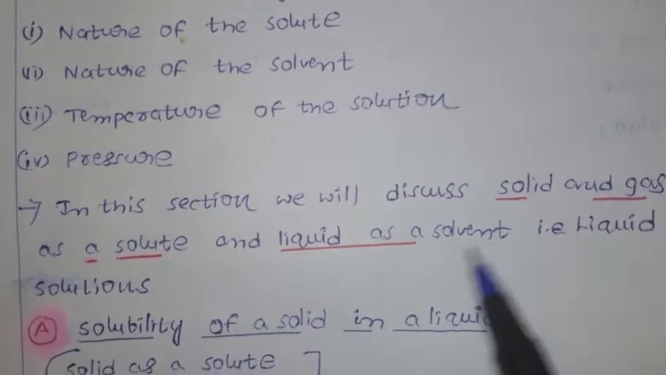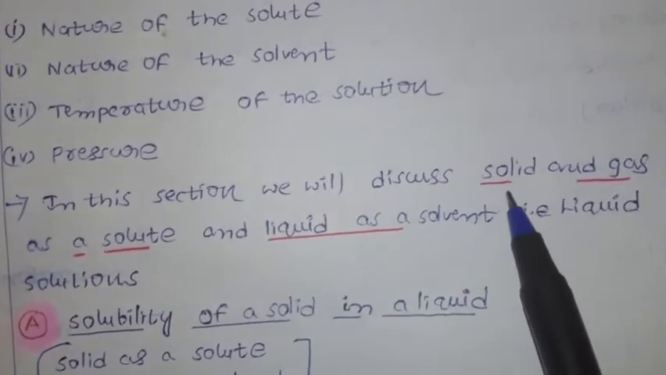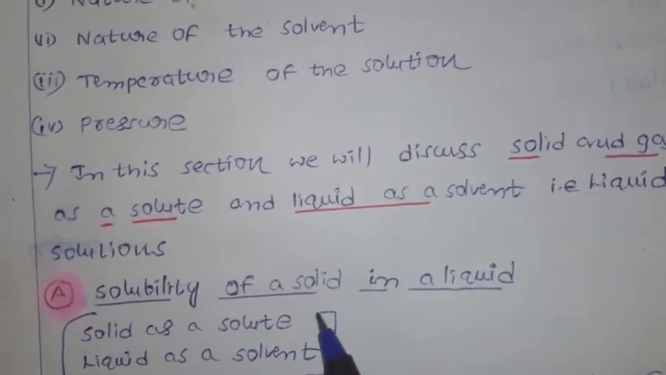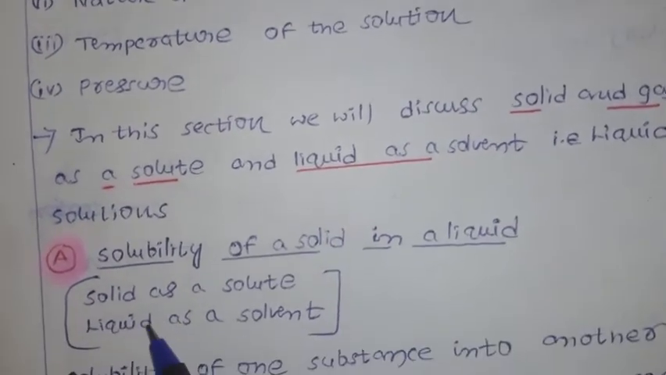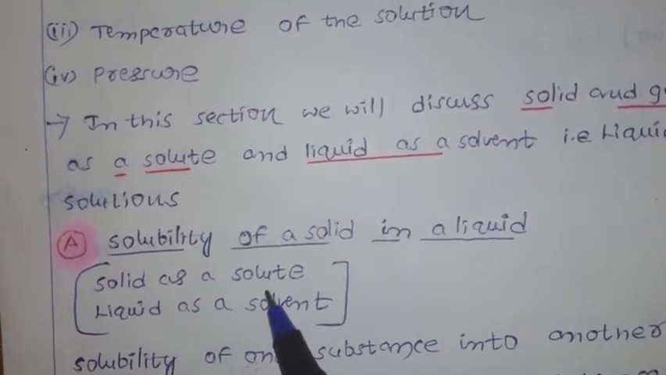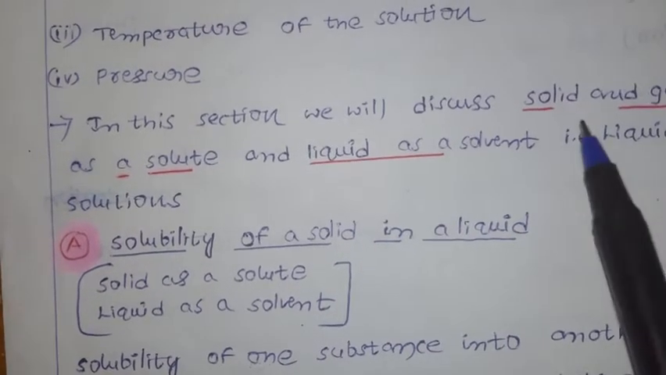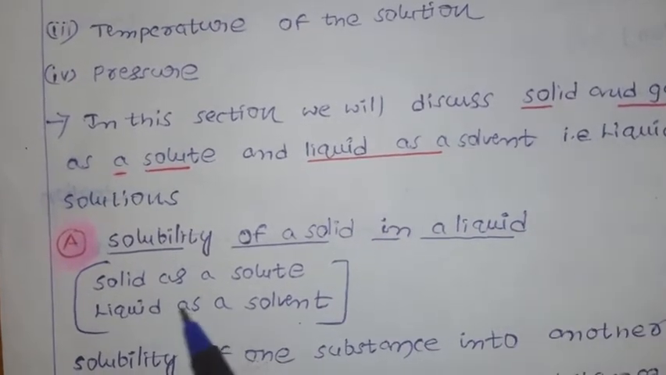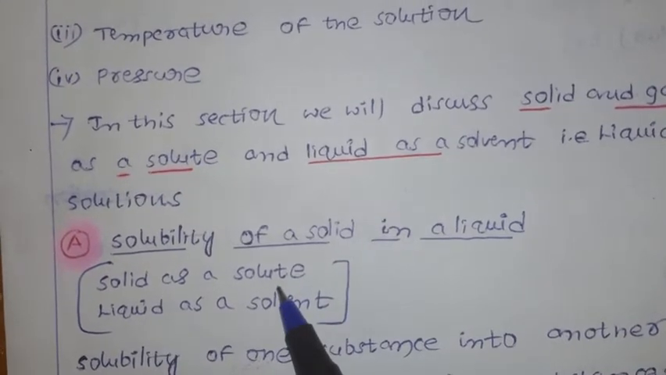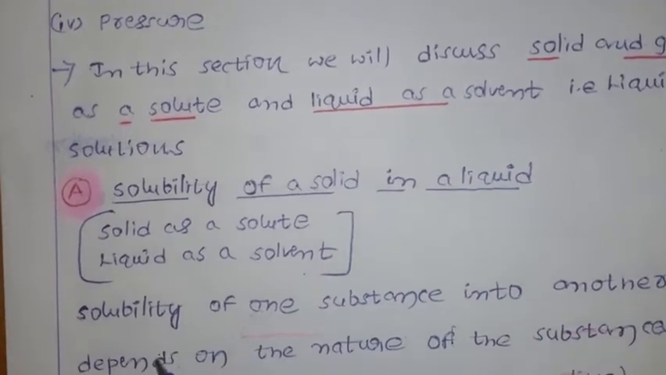Now let us discuss the first section: solubility of a solid in a liquid. In this case you are taking the solid as a solute and liquid as a solvent. Liquid is the solvent for both cases, but in the first case you are taking the solid as the solute. Now let us discuss.